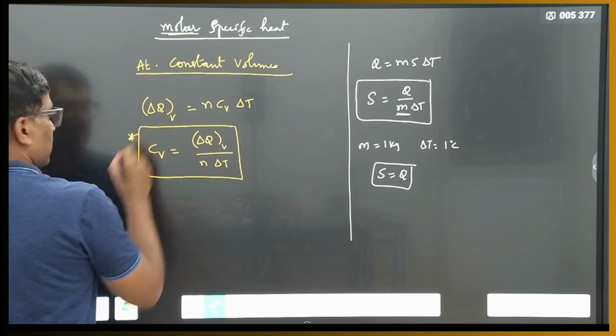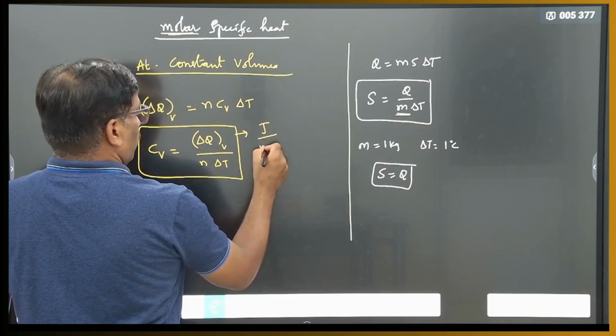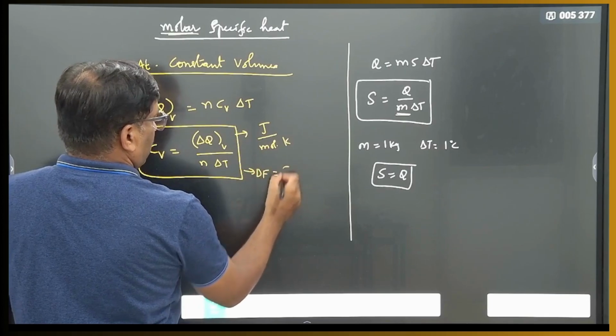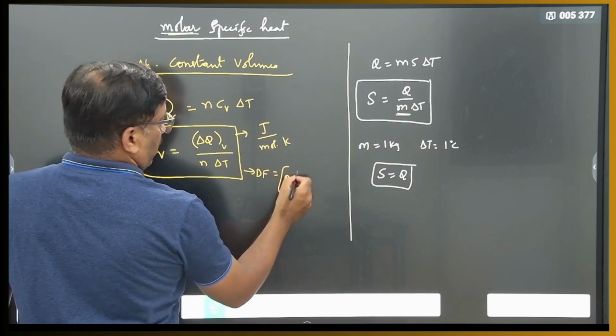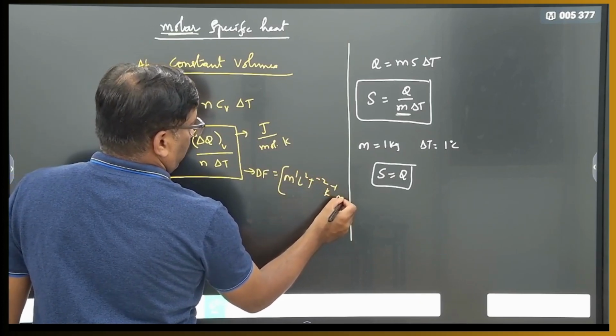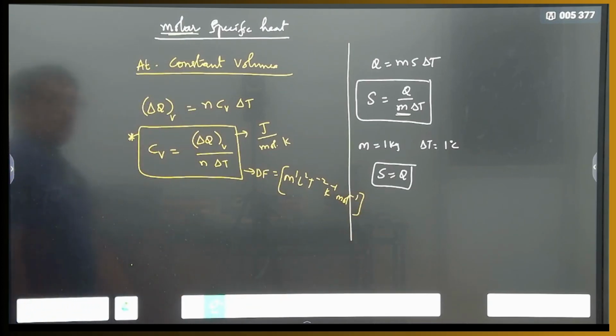So what is the SI unit for this? The SI unit is joule per mole Kelvin. What is the dimensional formula here? The dimensional formula is M^1 L^2 T^-2 K^-1 mole^-1. This is the dimensional formula for molar specific heat at constant volume.